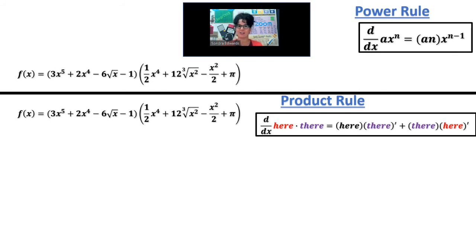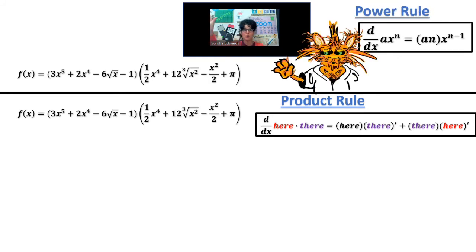You could, of course, multiply these two together by taking 3x to the 5th times each one of those, 2x to the 4th times each one of those, negative 6x to the 1/2 times each one of those, and negative 1 times each one of those, combine like terms, and then you'd have that look of a number x to a power plus a number x to a power, and then you could use the power rule. But I say, for this power rule, no thank you. Oh, that looks hideous.